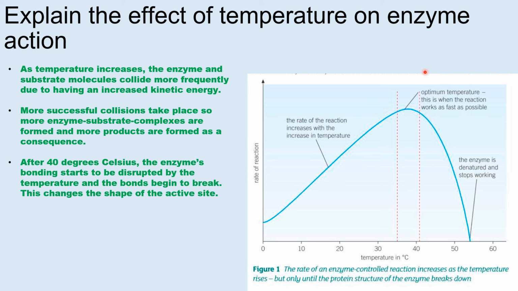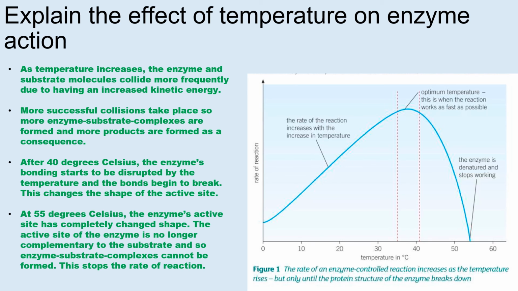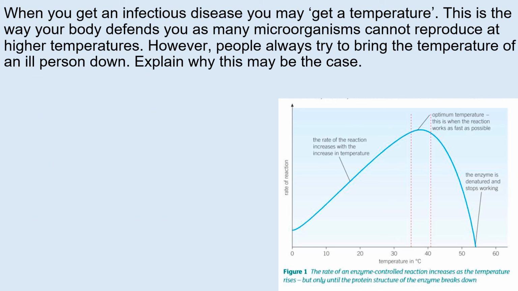But again, after around 40 degrees Celsius, the enzyme's bonding starts to be disrupted by the temperature and they begin to break. And this changes the shape of the active site. At around 55 degrees Celsius, the enzyme's active site has completely changed shape permanently, and the active site of the enzyme is no longer complementary to the substrate, and so enzyme-substrate complexes cannot be formed, and this stops the rate of reaction. For the third question, when you get an infectious disease, you might get a temperature.